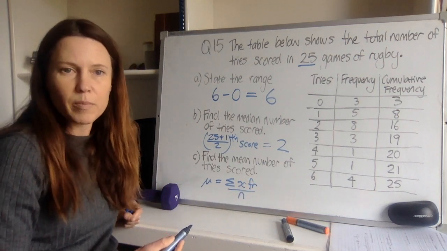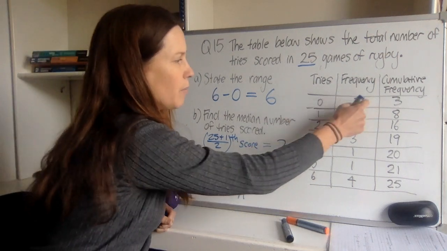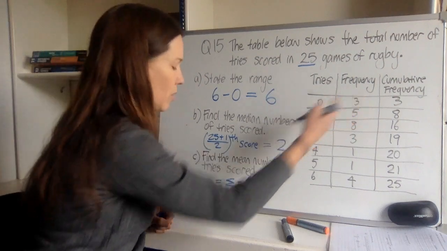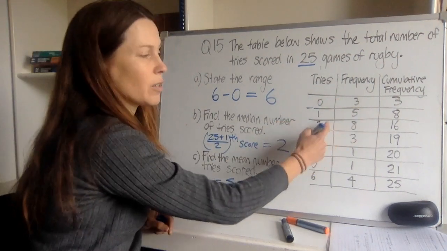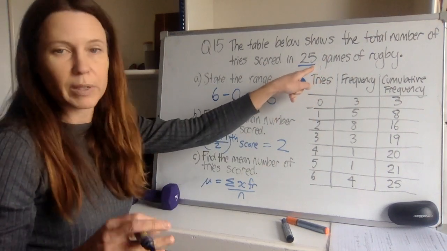Now, if you're using the formula, you can go ahead and do this and say, right, I've got to multiply each score by the frequency. So I've got 0 times 3, and I've got 1 times 5, and 2 times 8, and then I've got to add all of those together and divide by 25.